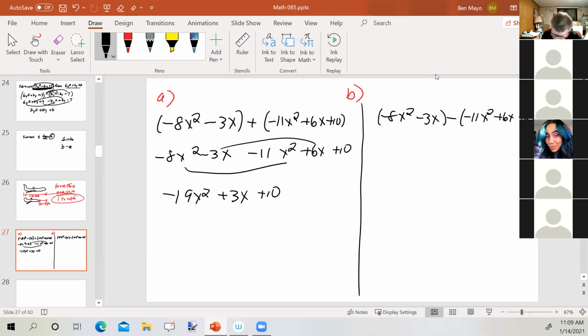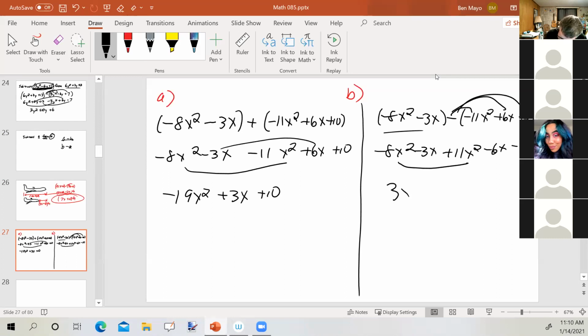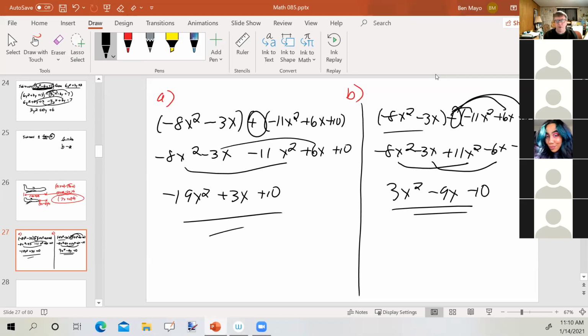In the second group, the first binomial comes out, but then distributing the subtraction, we get plus 11x squared minus 6x minus 10, which gives us 3x squared minus 9x minus 10. So we get very different answers. So you've got to watch for the operation, okay?